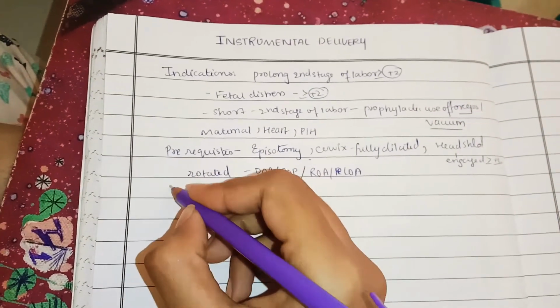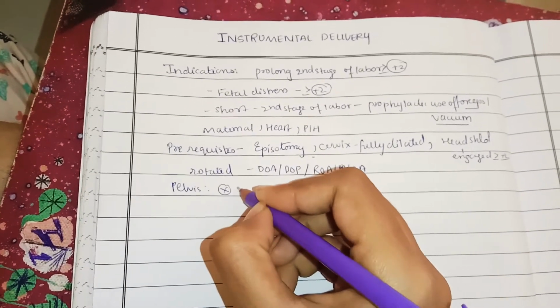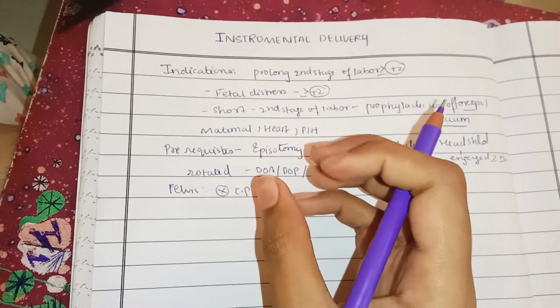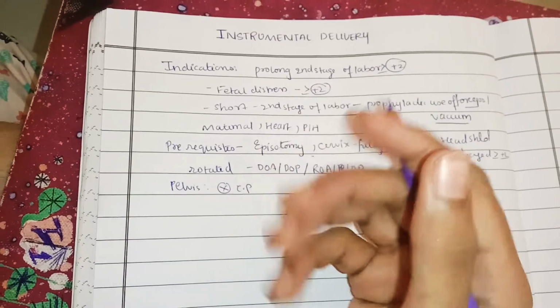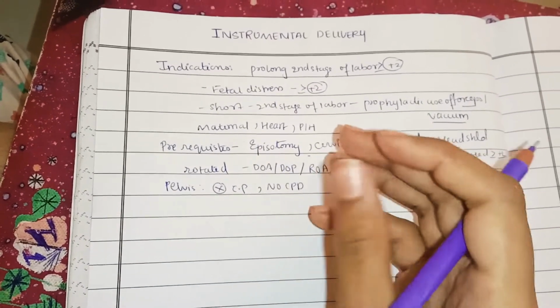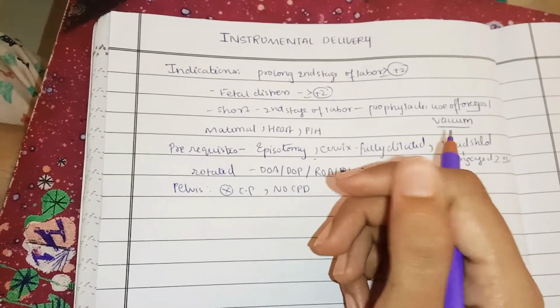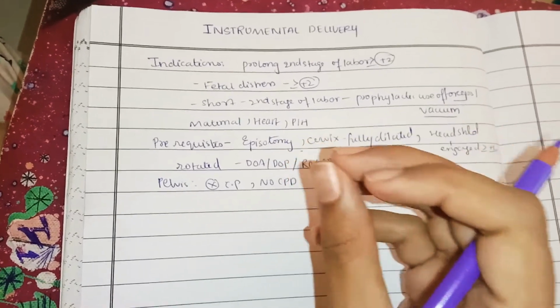Next, coming to the pelvis. There should be no contracted pelvis. Of course, if the pelvis is contracted, even if you try with the instrument, the baby head will not come, okay? And there should be no CPD, because the head of the baby can't be accommodated in the pelvis. So in this case, if you try to drag with the instrument, there is no use. So never apply any instruments in CPD.